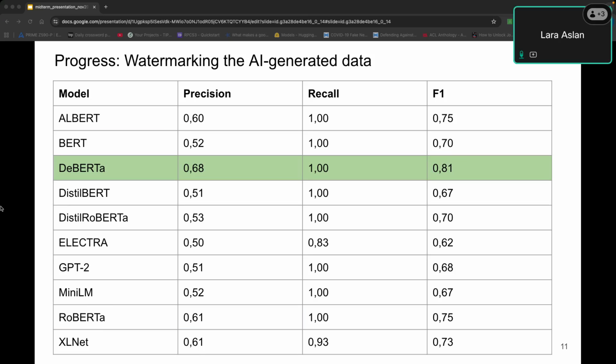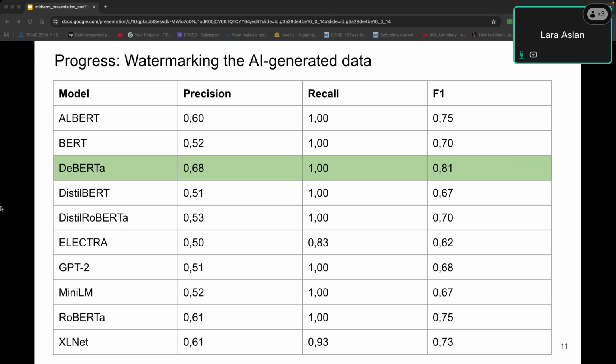Training with the watermarked data led to a high recall score of 1 for most models like Albert, BERT, and DeBERTa. This suggests the watermarking signal is strong within the trained domain. However, as we saw with the human-written data, this led to low precision, meaning that with watermarking, the models again incorrectly label most true news articles as false.